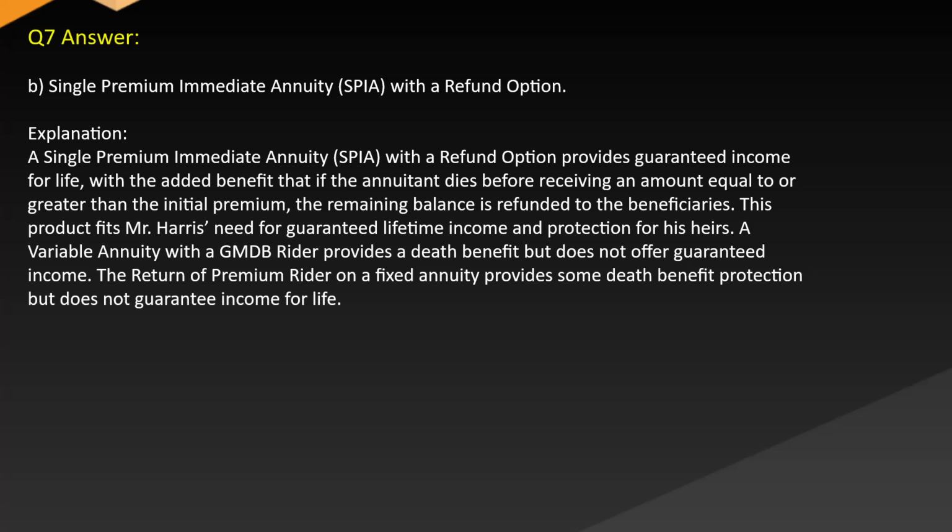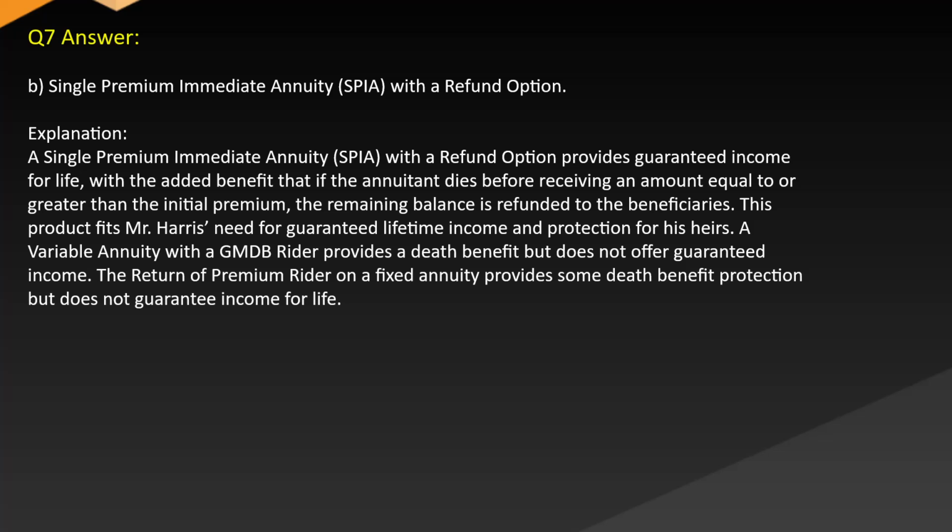Explanation: a single premium immediate annuity (SPIA) with a refund option provides guaranteed income for life, with the added benefit that if the annuitant dies before receiving an amount equal to or greater than the initial premium, the remaining balance is refunded to the beneficiaries. This product fits Mr. Harris' need for guaranteed lifetime income and protection for his heirs.